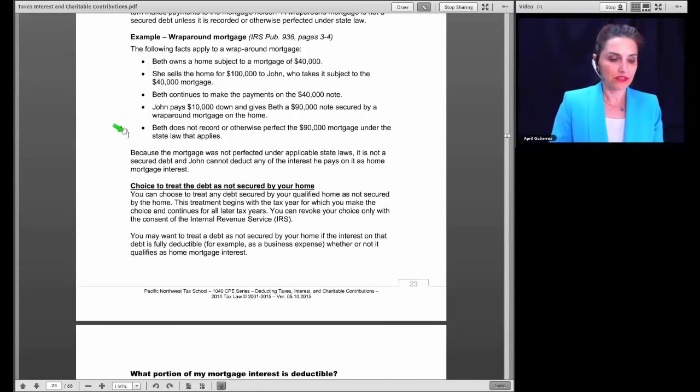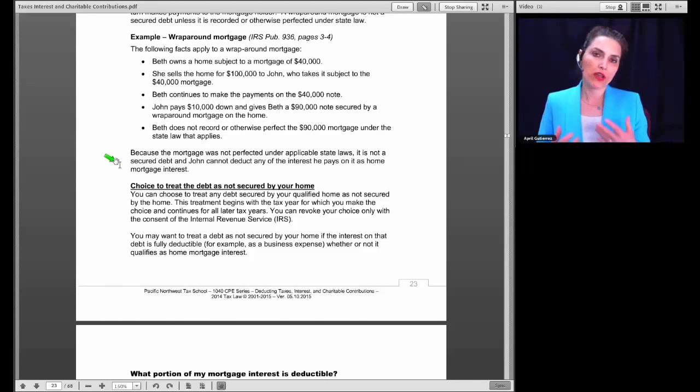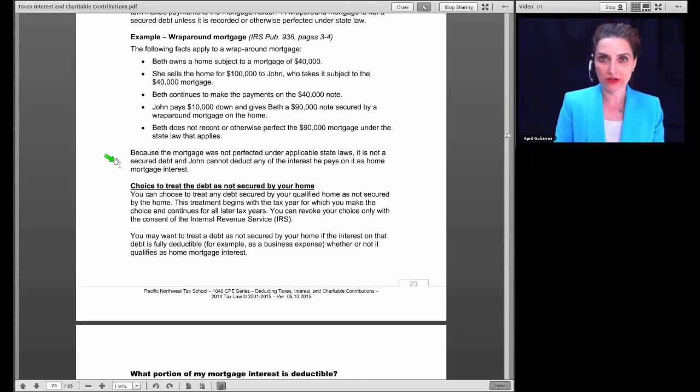But Beth does not record or otherwise perfect that $90,000 mortgage under the state law that applies. And because the mortgage was not perfected under the applicable state law, it is not a secured debt, and John cannot deduct any of the interest that he pays on it as home mortgage interest. So that's one example provided in IRS Publication 936, but I'll tell you what I usually run across.